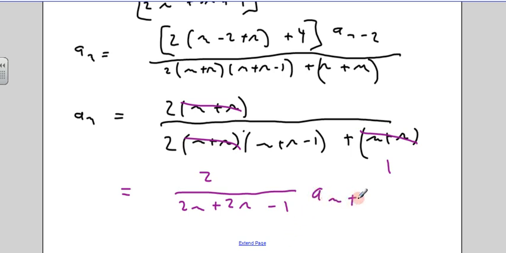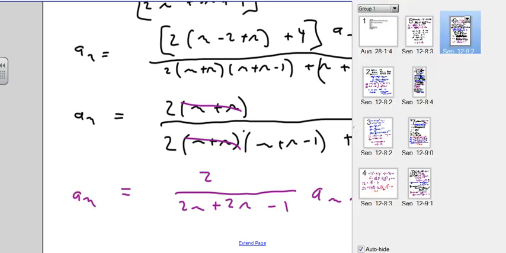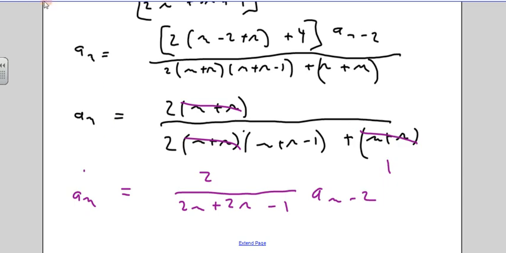a_n minus 2, a_n minus 2 for my recurring formula. Okay. Looking very nice. Case 1. So what we'll do, a_n, and we're filling up the page, it's pretty full.